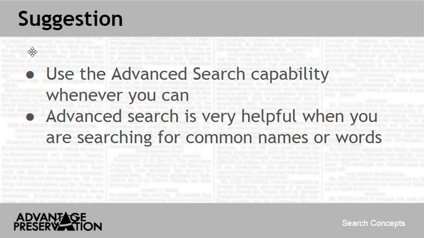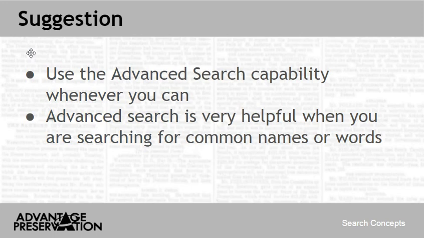and it's very helpful when you are searching for common names or common words, because if you're looking for somebody named Smith, for example, it's very difficult just because so many people are named Smith. So use the advanced search to try to hone in on and narrow your search results so that you aren't looking through 10, 20, 50, 100 different results to find what you're looking for.